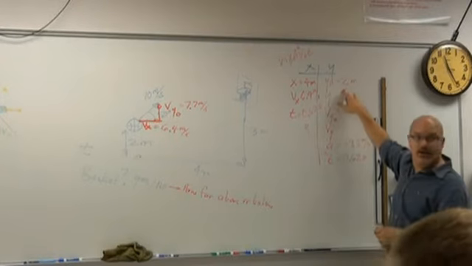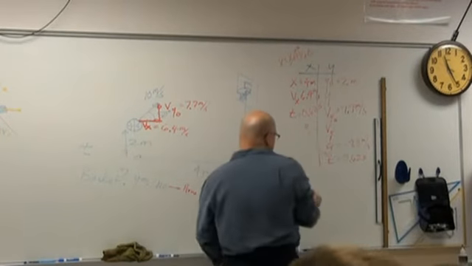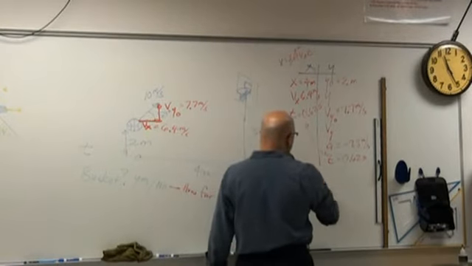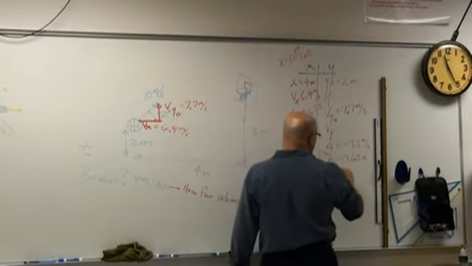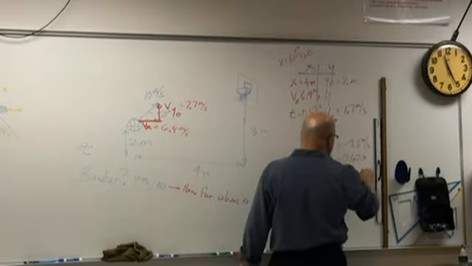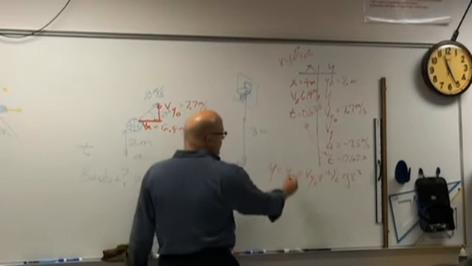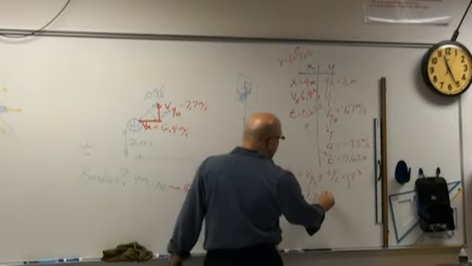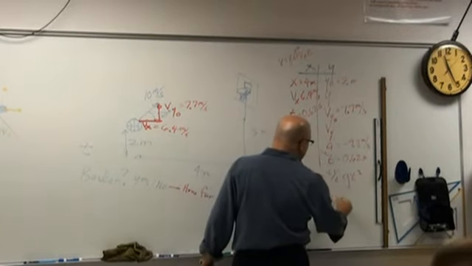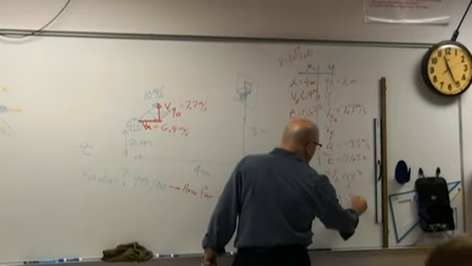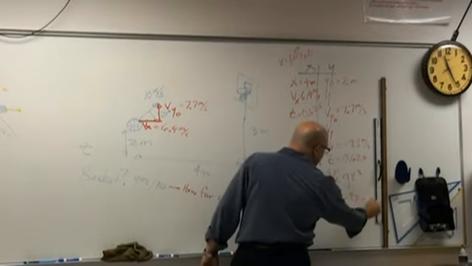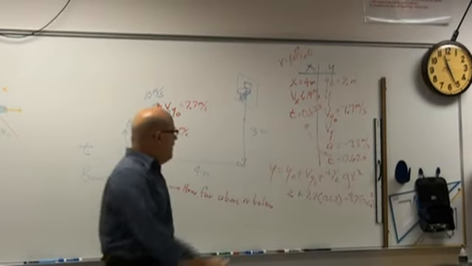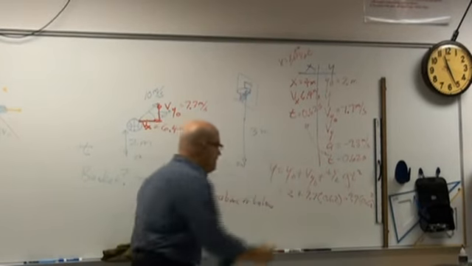This y height, correct? Which equation will we use? The first one. y equals y naught plus vy naught t plus 1/2 g t squared, right? We're starting at 2 plus 7.7 times 0.62 minus 4.9 times 0.62 squared. And that will give us what height?